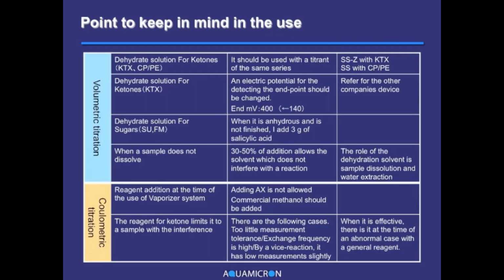Now I will describe some points that I would like you to keep in mind for the practical use of Karl-Fischer titration. The first point, in the case of volumetric titration, is that you will have to use the titrant of the same series as the dehydrating solvent when you use, for ketones, dehydrating solvents. More specifically, if the dehydrating solvent is KTX, the titrant should be SSZ, whereas the titrant should be SS if the dehydrating solvent is CP or PE.